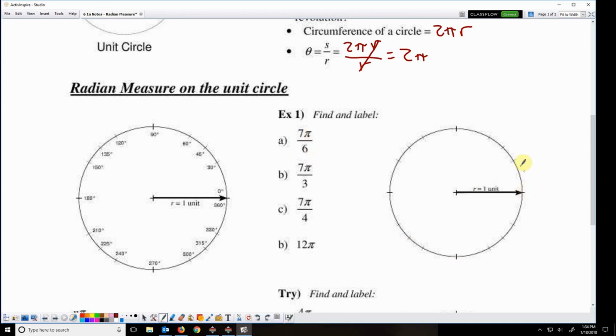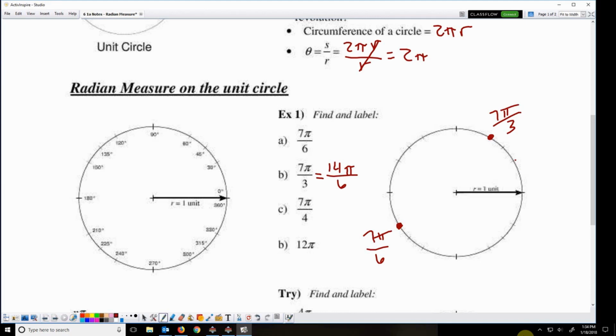7 pi over 6: 1, 2, 3, 4, 5, 6 sixths, and 7 sixths is right here. 7 thirds. We haven't really counted by thirds, but that's the same as 14 sixths. Now remember, halfway around is 1, so that's 6 sixths. All the way around is 2, so that's 12 sixths. 13 sixths, 14 sixths. So there's 7 pi over 3.